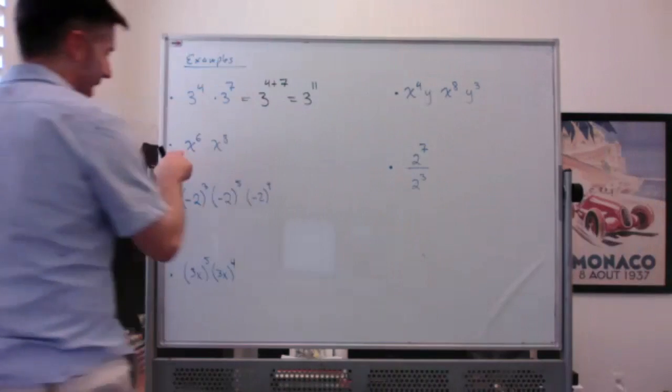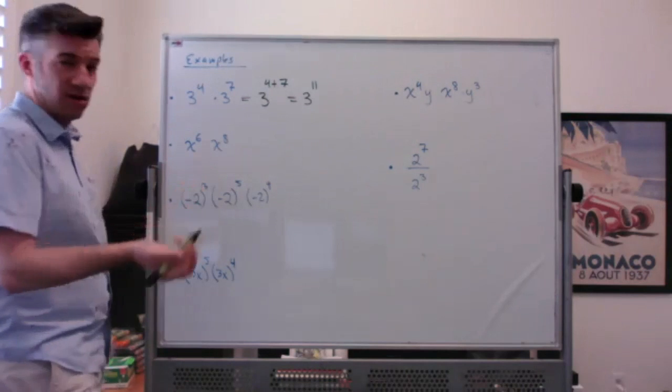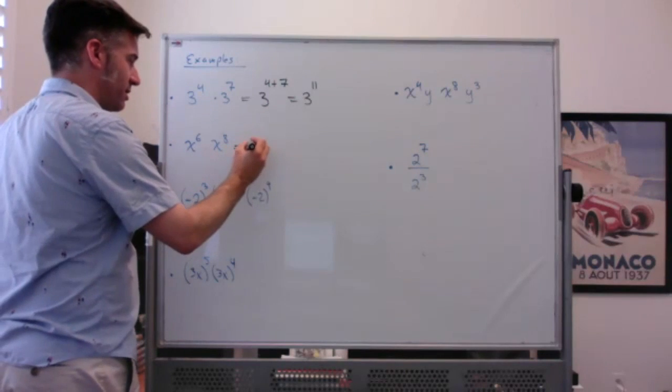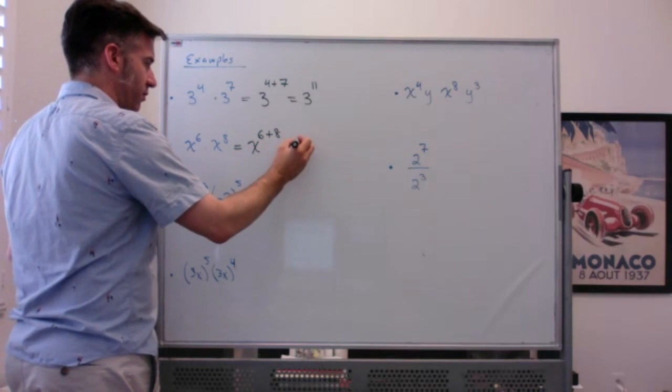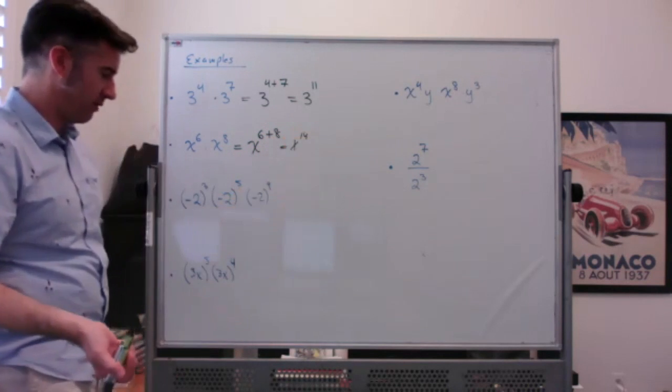So if I had x to the 6 times x to the 8, again, we just get to add the powers. This is x to the 6 plus 8, which is x to the 14th power.